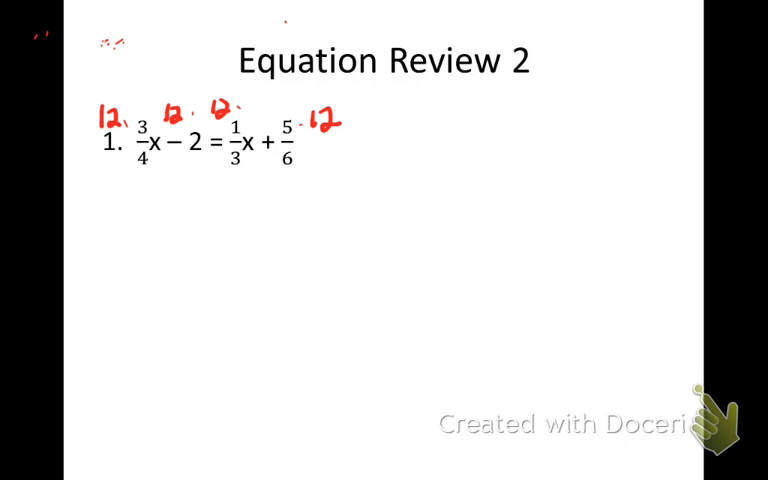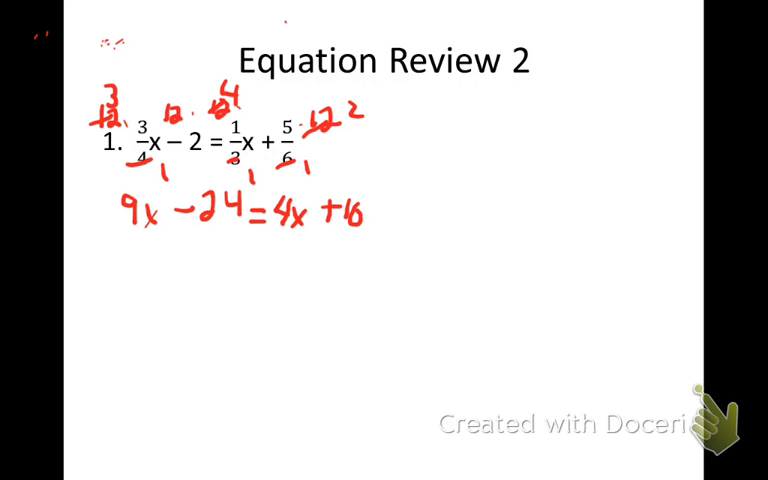We can do some canceling. 4 goes into 4 once, into 12 3 times, leaving us 3 times 3 would be 9x. Here there's nothing to cancel, so it just leaves us minus 24. 3 goes into 3 once, into 12 4 times. 4 times 1x would be 4x. And over here when we cancel, we get a 2, and 5 times 2 would be plus 10.